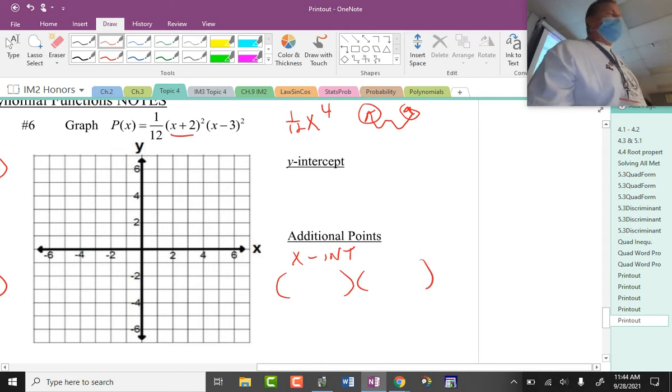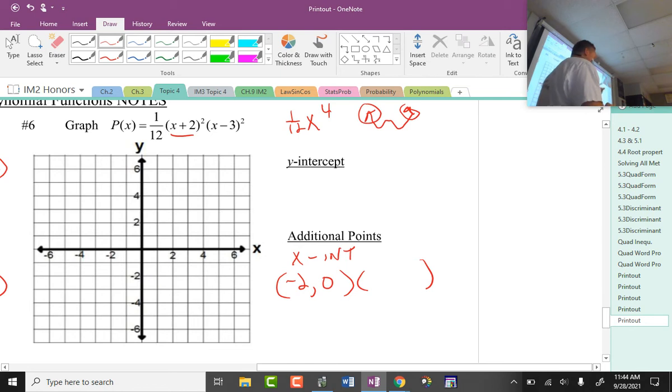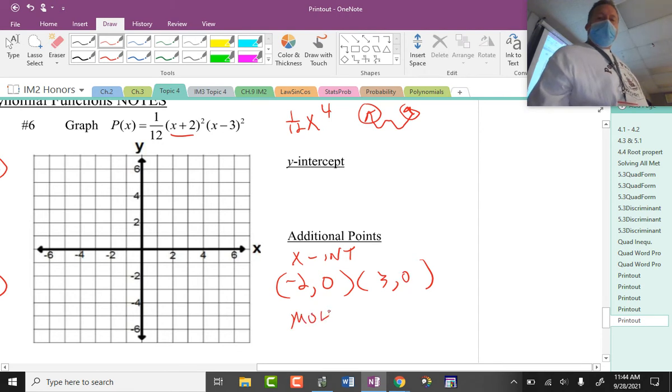What's this x-intercept? 3, 2, 1, go. -2, comma 0. It's the zeros of those parentheses. What's the next intercept? 3, 2, 1, go. 3, comma 0. Both are multiplicity 2s. Multiplicity 2, multiplicity 2.